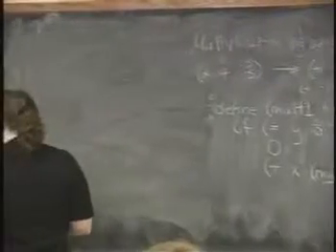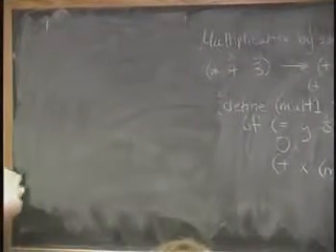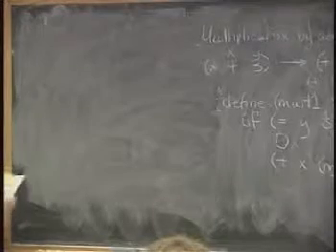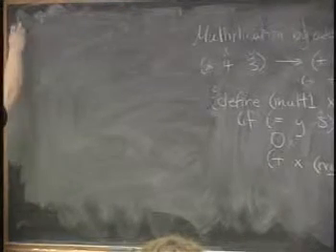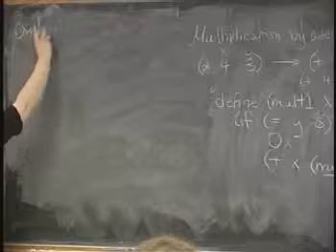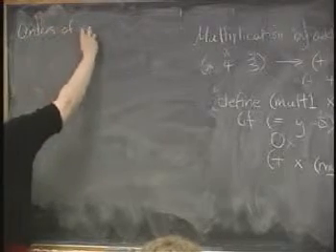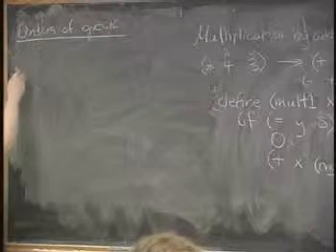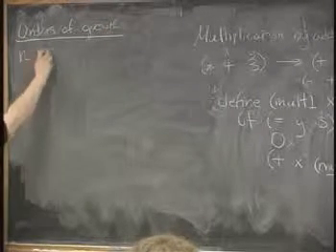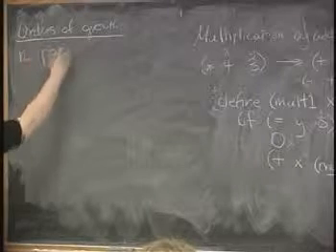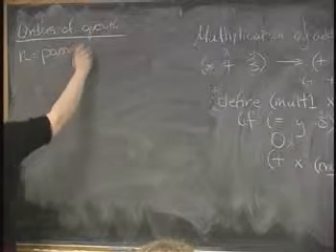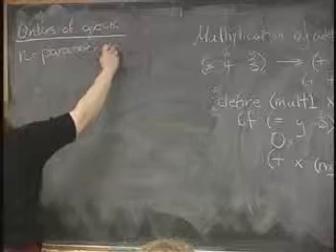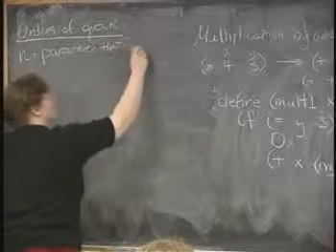The formalization for orders of growth is: let's say that we have n, which is a parameter that measures the size of the problem.